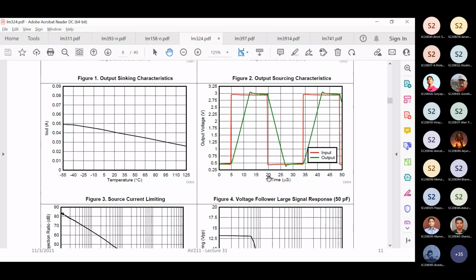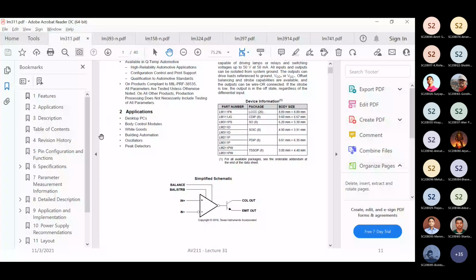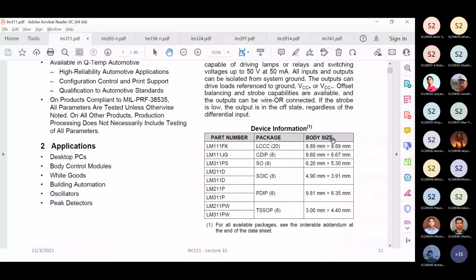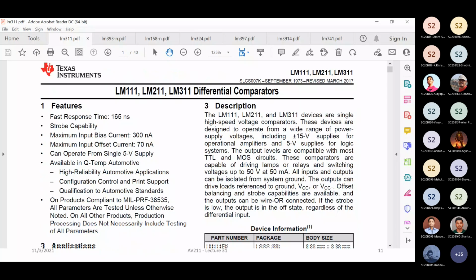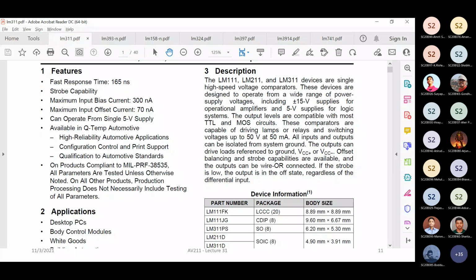All right. So these are the two things. One is the offset and the other is the slewing. Which is why there are some dedicated comparator ICs. One of the comparator ICs is LM311. Okay. LM311 is a comparator IC. It's called differential comparator IC, again by Texas Instruments. You can see that the response time here is 165 nanoseconds, very fast, right? Much faster compared to the other things, right?